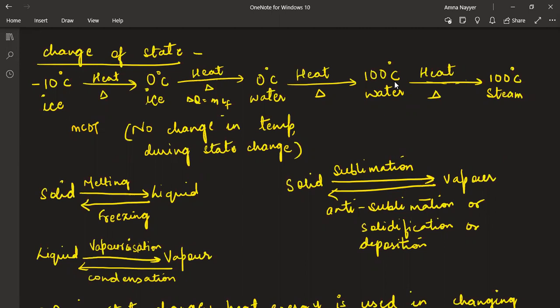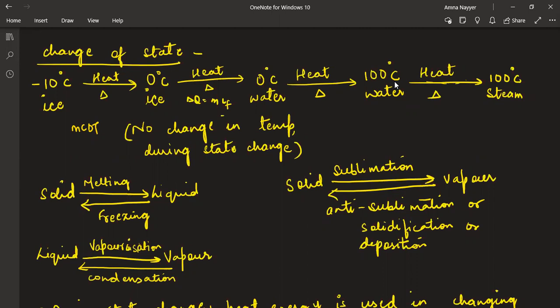Fine. Now there are certain conversions and names you should remember, because in your questions names can be given. When a solid is converted into liquid, we say it is melting. Ice is converted into water, we say ice has melted. And when liquid converts into solid, we say it is freezing. When we freeze water, we obtain ice. So melting, freezing. Then you have liquid into vapor. When liquid directly becomes vapor, we say it is vaporization.